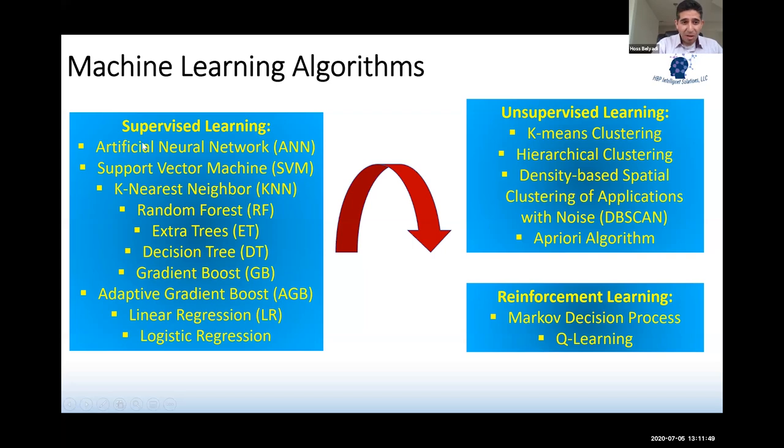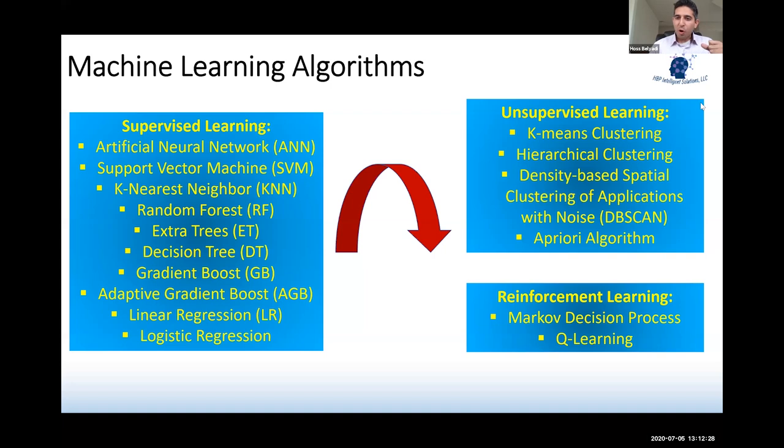So we talked about supervised learning, unsupervised learning, and reinforcement learning. Some examples that you're going to hear a lot, for example, you probably have heard artificial neural network. So ANN is mostly considered to be a supervised machine learning algorithm, which can be used for both regression and classification problems. So what is regression versus classification? Regression means the output in your machine learning model is a number, a numeric value, okay?